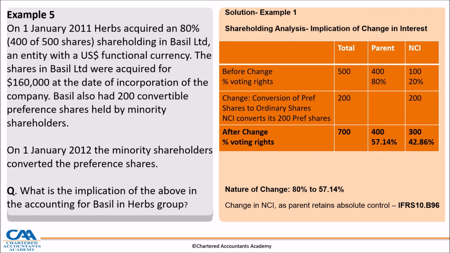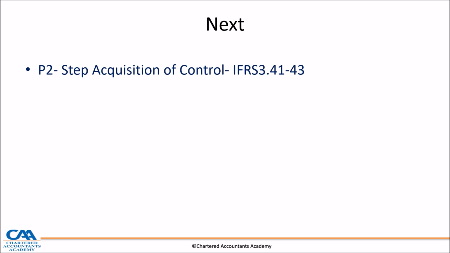What is most important to note here is that the parent still has control. They were at 80%, now 57%. And since control is determined by voting rights, the parent has absolute control despite the change in percentage. What this means is that there is a change in NCI, because NCI moved from 20% to 42%, and control remained in absolute terms. Therefore this transaction should be accounted for under B96.